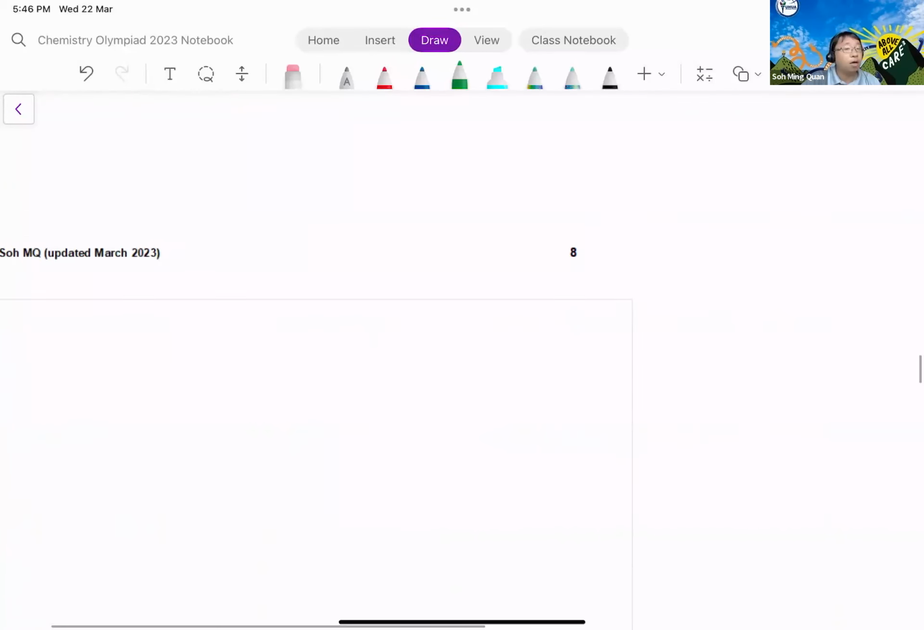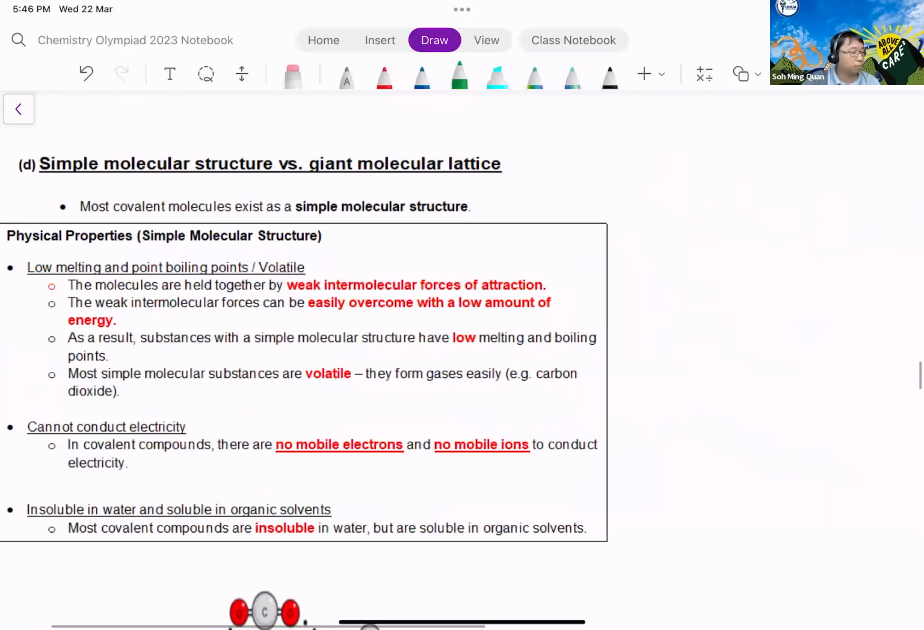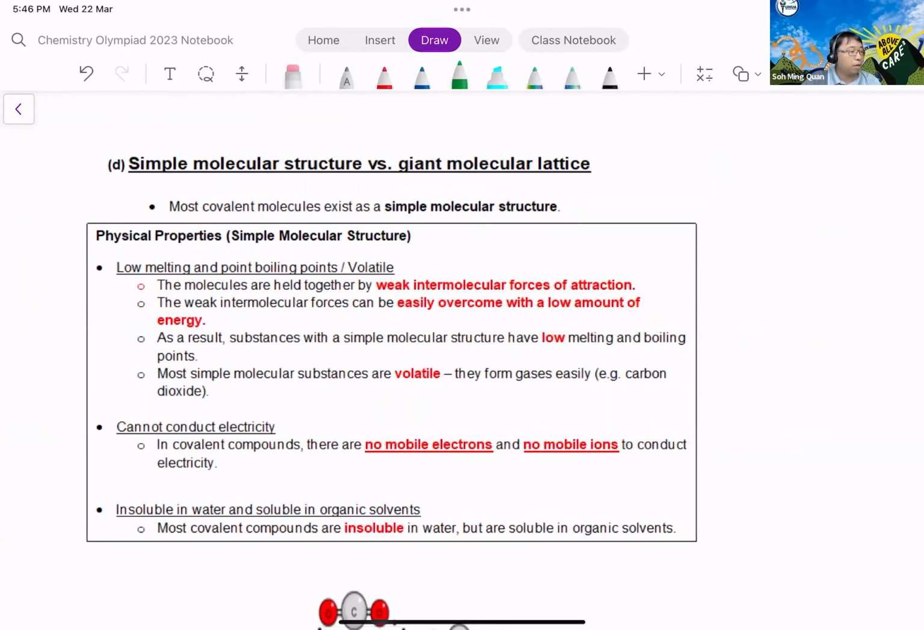Okay, moving on. Now, covalent bonding can form two structures. Firstly, it's called simple molecular structure. Simple molecular structure means it's made out of small molecules, and these small molecules are held together by weak intermolecular forces of attraction. For example, CO2 and H2O are small molecules.